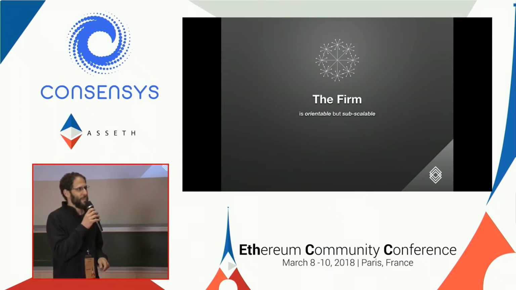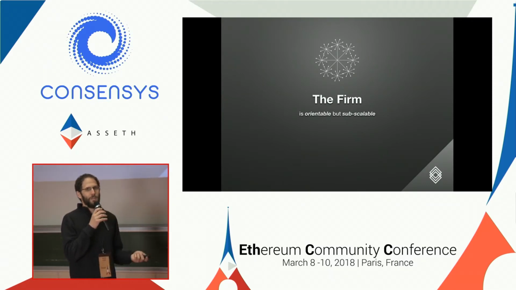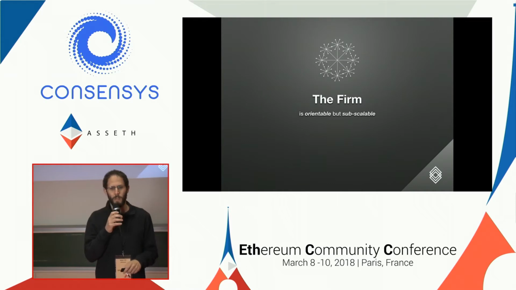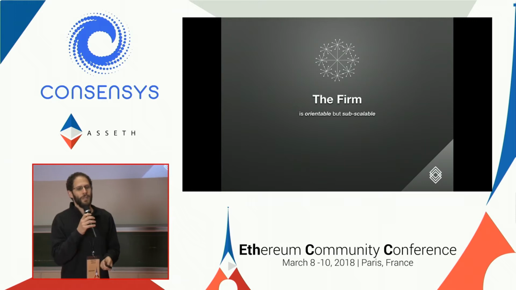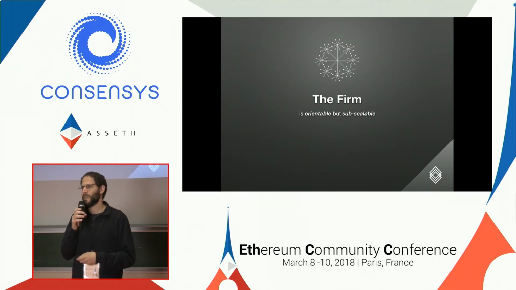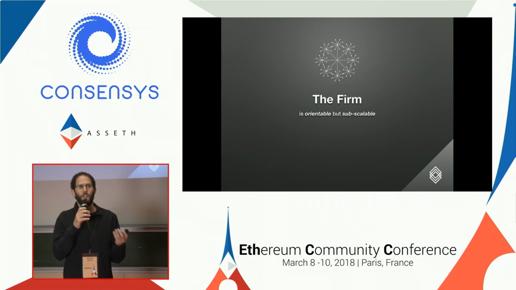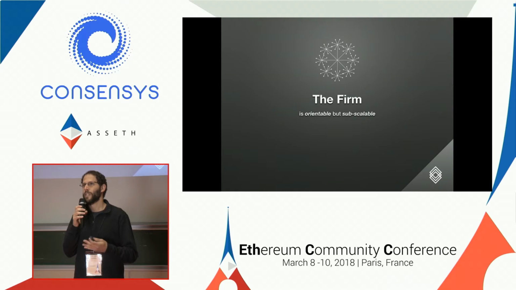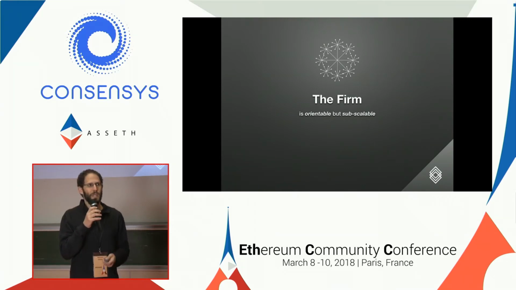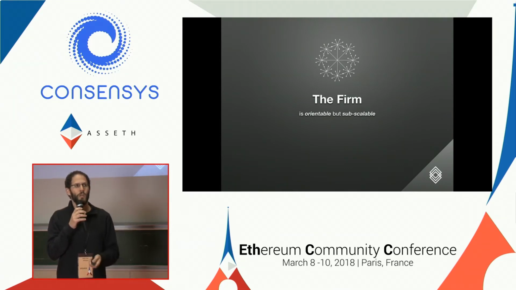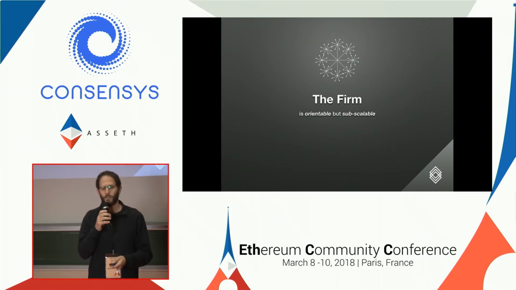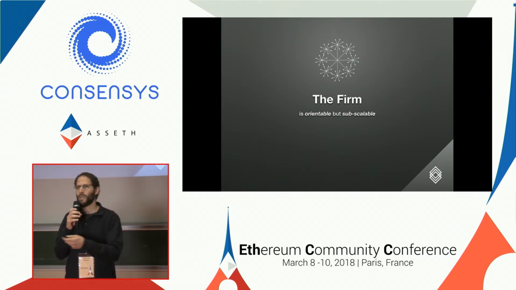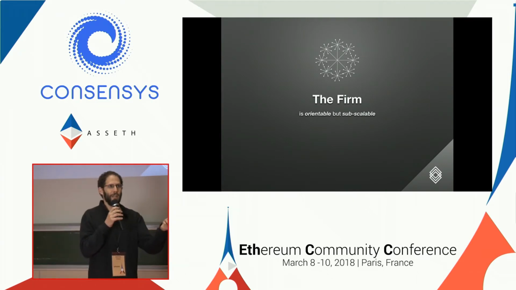Okay, so let me give you some background about the problem, like why we're doing that. The firm, or the company, or the organization, is orientable but subscalable. Let me define that. Basically, the firm is an economic tool. It's a setup to align the interests of many agents, many actors, around a shared goal, a shared mission. So that's what I mean by orientable. Once you have that setup, you can orient, you can drive that force toward any different goal or mission.